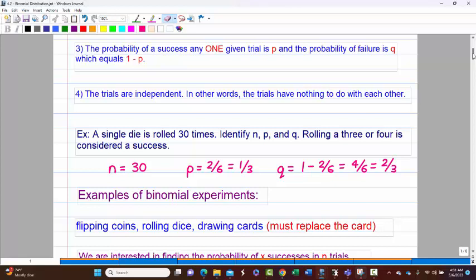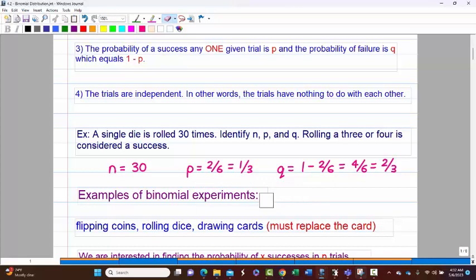So let's say, for example, a single die is rolled 30 times, identify n, p, and q, and we're saying a 3 or 4 is considered a success. So we're allowing 2 things to be a success. That's fine. There's nothing wrong with that. So either we get a 3 or 4, or we don't get a 3 or 4. Nothing else matters. So your n is 30 for the number of times you're doing this. Now, don't let this 30 affect your decision on what p and q are.